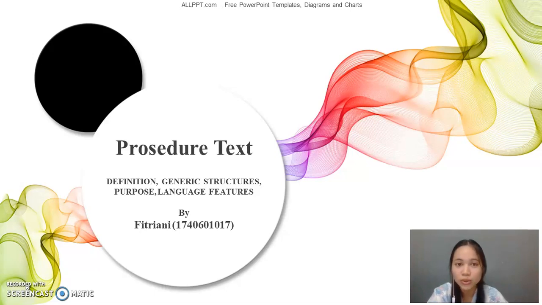Today, I will present material about procedure text. Procedure texts have a definition, generic structure, purpose, and language features.